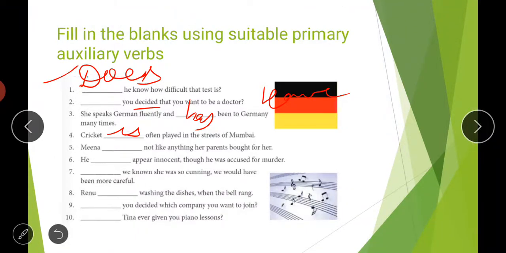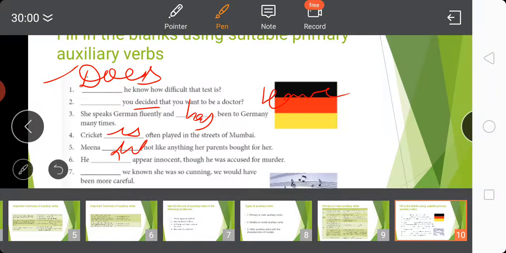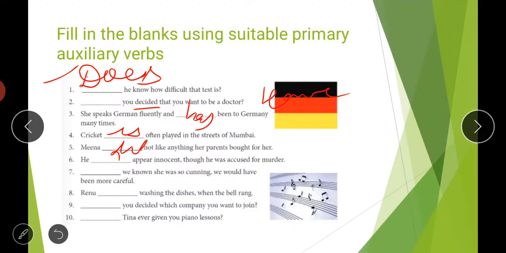Then fifth one, Meena dash not like anything her parents bought for her. So Meena, here you can write the word did. So yes, to make a negative, Meena did not like anything her parents bought for her. Meena did not like. In fifth one, you will write the word did.